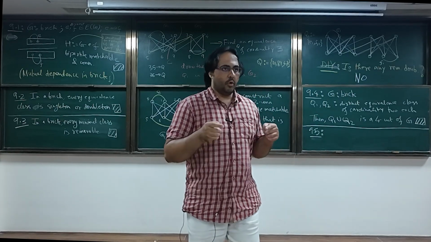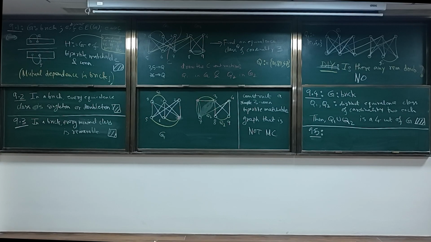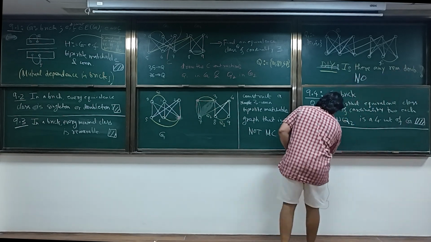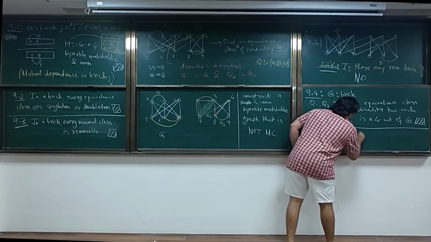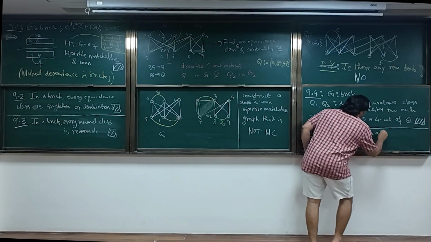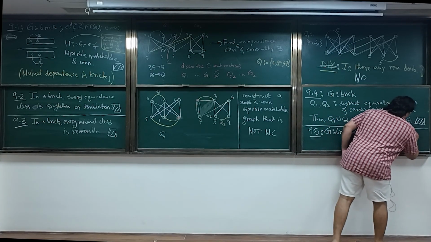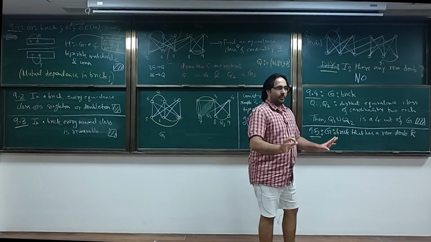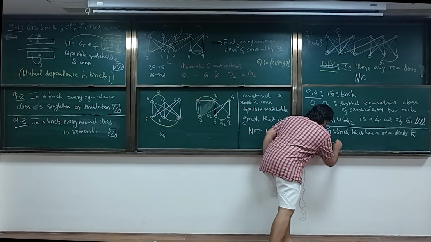If I give you a removable doubleton, which just means a removable class of cardinality 2. We know that every removable class, by chapter 8, is of cardinality 1 or 2. If I give you a removable doubleton, I think I already mentioned this earlier. Supposing G is a brick that has a removable doubleton R. Let's assume it has a removable doubleton R. Then what can we say about G minus R?